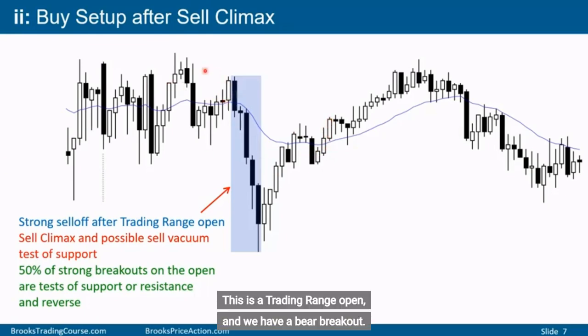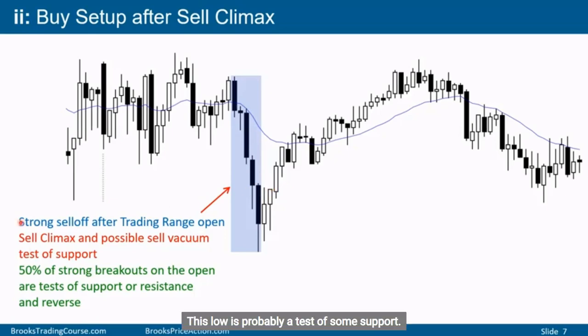This is a trading range open, and we have a bear breakout. Tail here, tail here. So traders are buying, and the bear breakout appears to be failing, so it's a credible opening reversal up from a sell climax. This low is probably a test of some support, maybe yesterday's low.